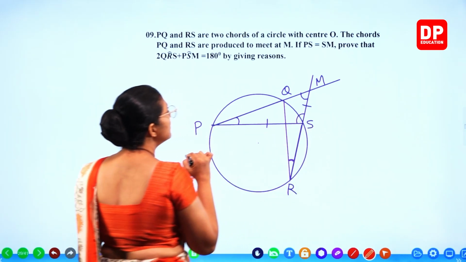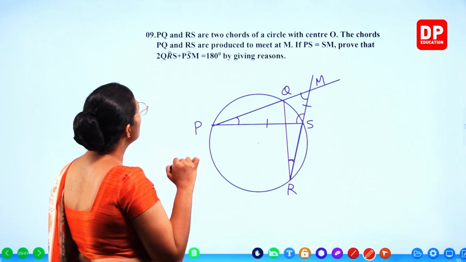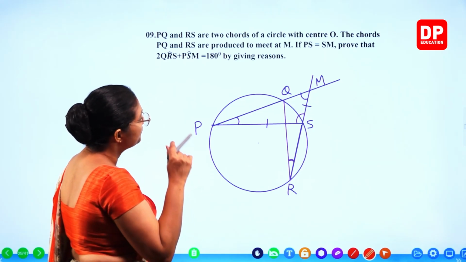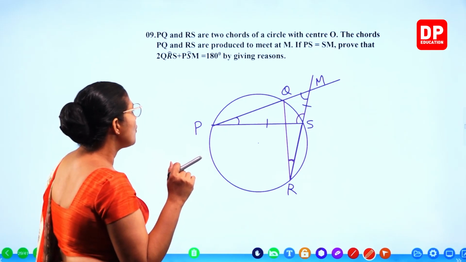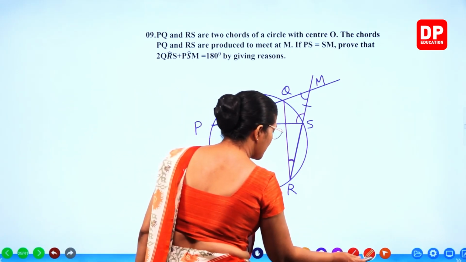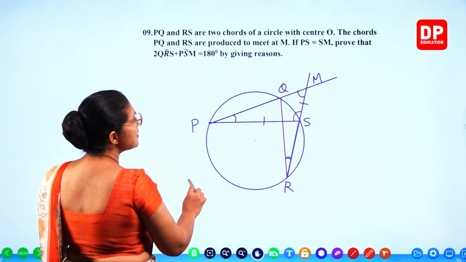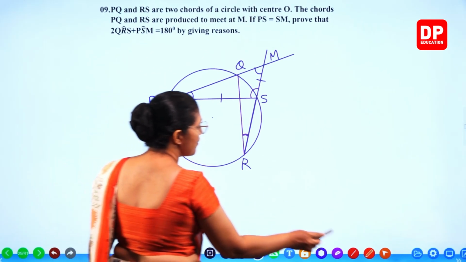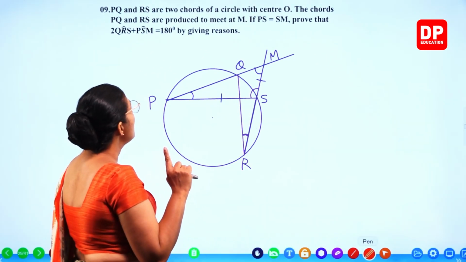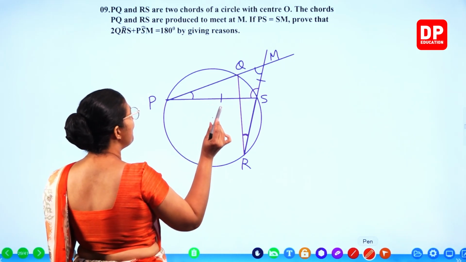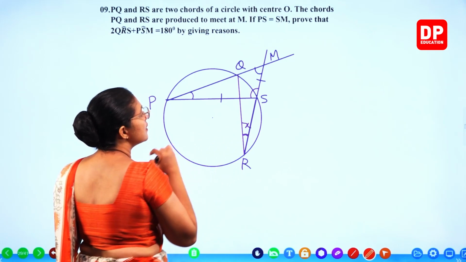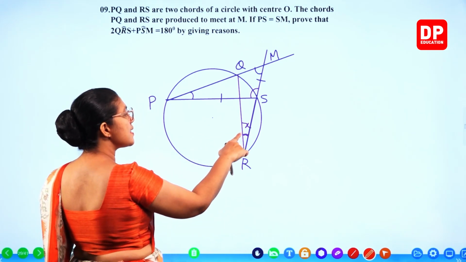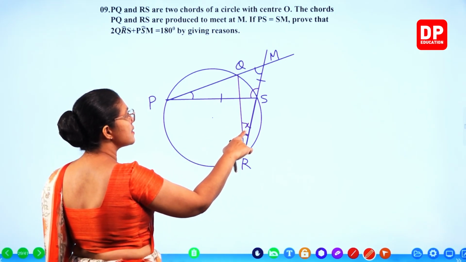This angle is equal to 180 by giving reasons. So how are we going to start this question? Let's take this diagram and we can start from here. So this is X. Take this as X.